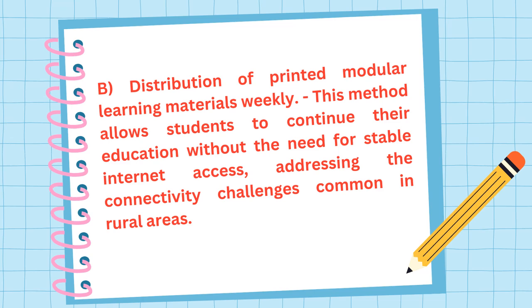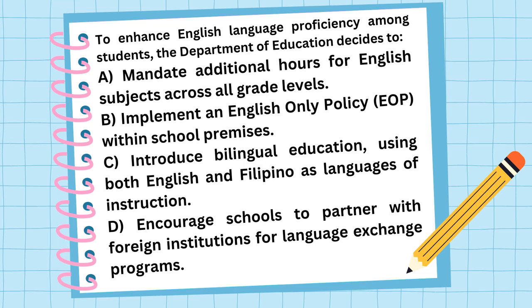To enhance English language proficiency among students, the Department of Education decides to: A. Mandate additional hours for English subjects across all grade levels. B. Implement an English-only policy or EOP within school premises. Letter C. Introduce bilingual education using both English and Filipino as languages of instruction. Letter D. Encourage schools to partner with foreign institutions for language exchange programs. Timer starts now. 5, 4, 3, 2, 1.